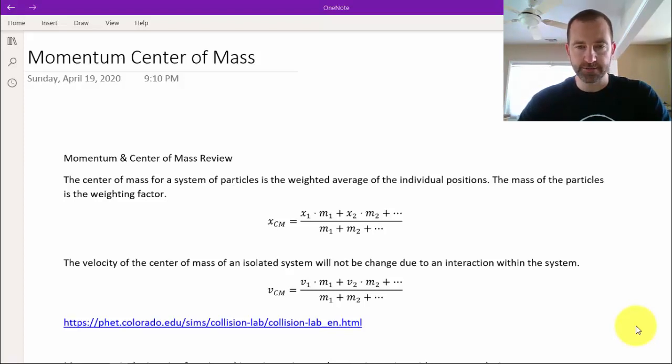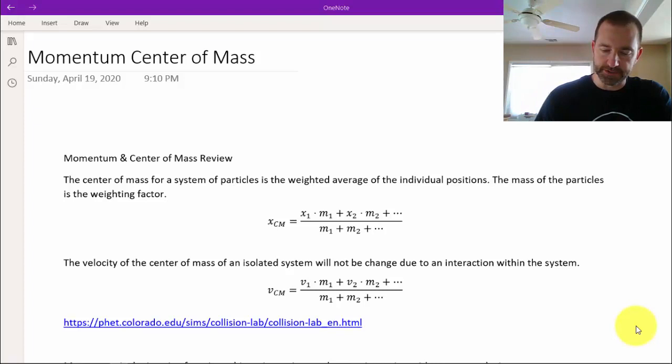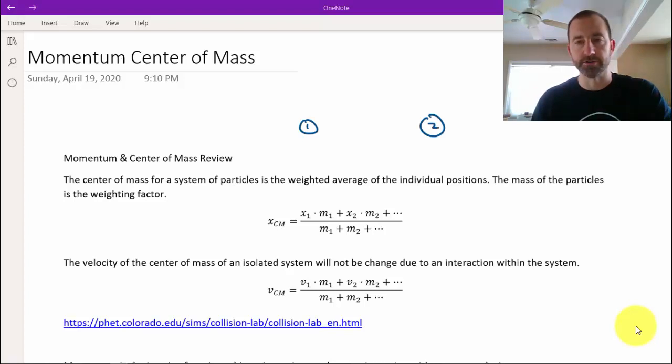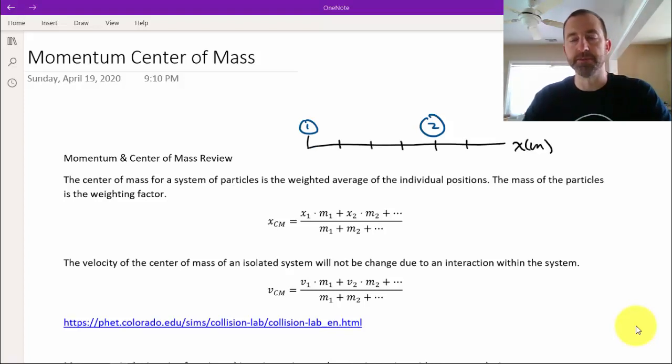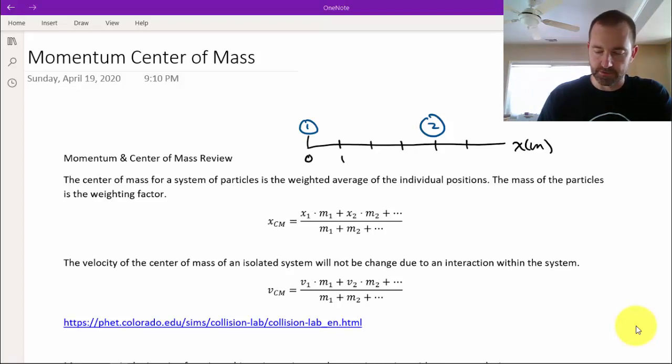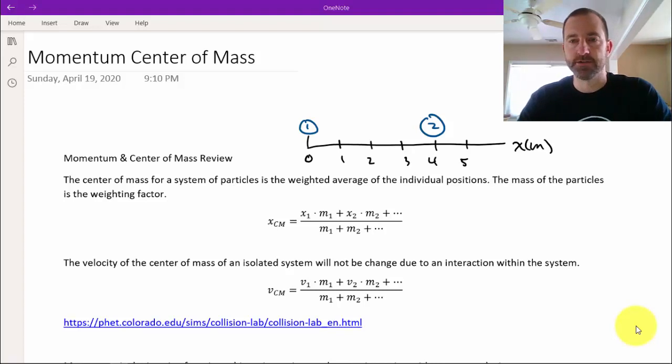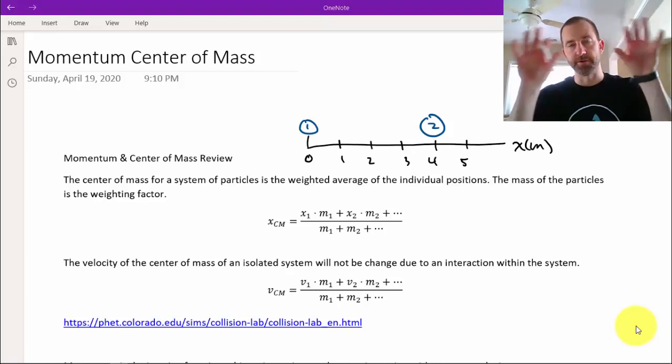So the idea being that if you've got, let's say, a couple of particles, kind of draw one here, call that particle number 1, and another particle over here called 2. And if they exist on some sort of one-dimensional number line that's measured in meters, the positions of those are distinct. You have one at position 0, the other at position 4.